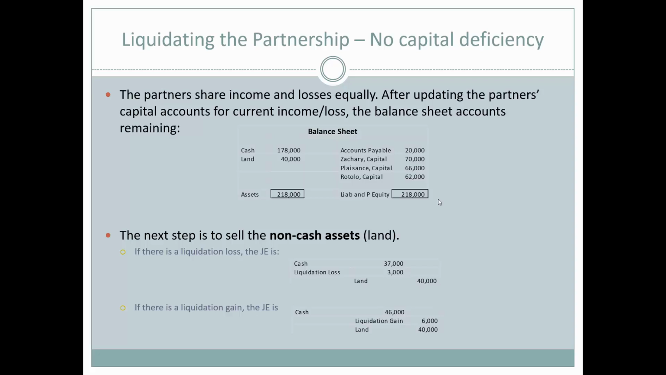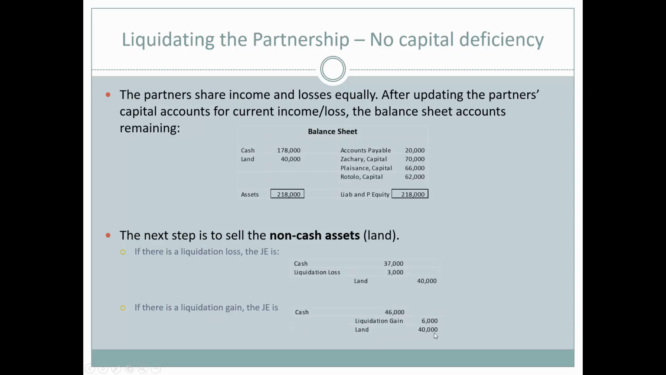The next step is to sell the non-cash assets. In this instance, it was land. If there is a liquidation loss, the journal entry will be, we are going to be crediting the land, debiting the cash that we received. We see the cash that we received wasn't as much as the land that we were carrying on the books, therefore there's a liquidation loss. And we'll run through the scenario of what happens to the books if there's a liquidation loss. Additionally, we'll run through the scenario if there's a liquidation gain.